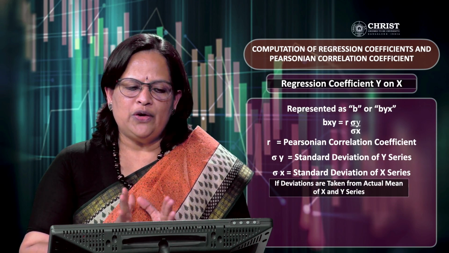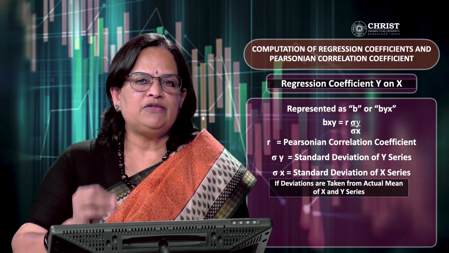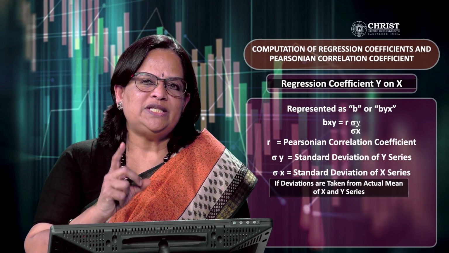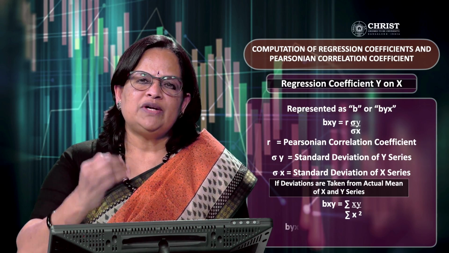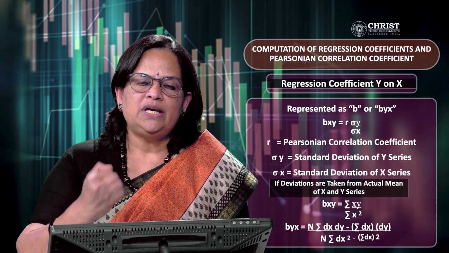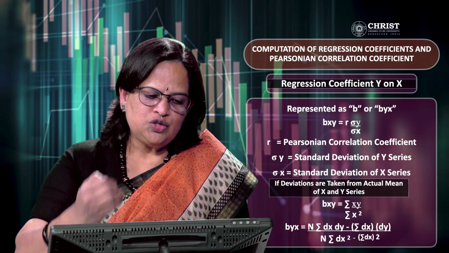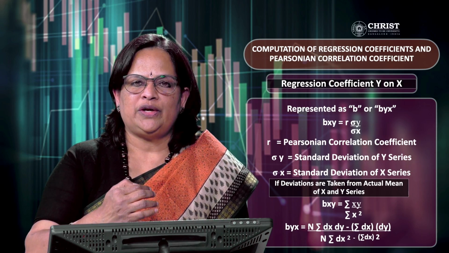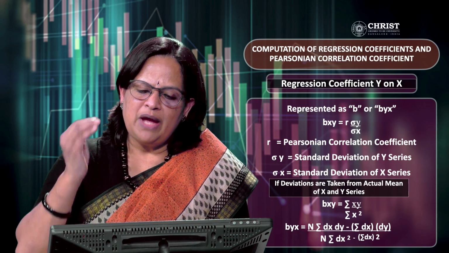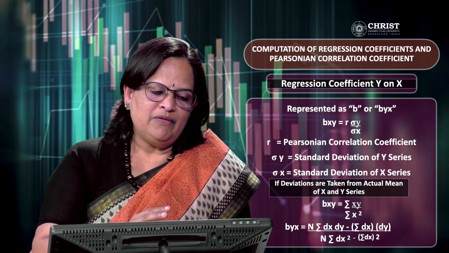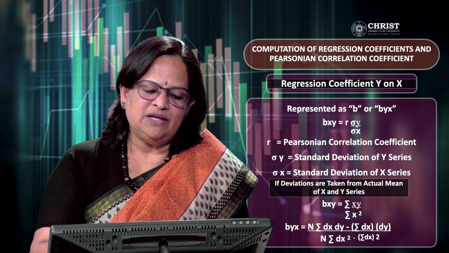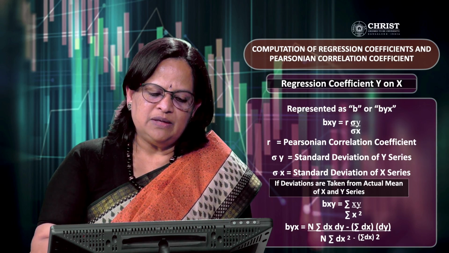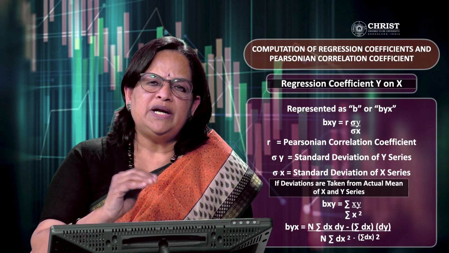Regression coefficient y on x. If deviations are taken from actual means of x and y series, we have two equations. One is we are taking deviations from actual mean, and second one is we are taking deviations from assumed means. When we are taking deviations from actual mean, byx is equal to sigma xy divided by sigma x square. If you are taking deviations from assumed means of x and y series, byx is equal to n sigma dx dy minus sigma dx into sigma dy divided by n sigma dx square minus sigma dx the whole square.